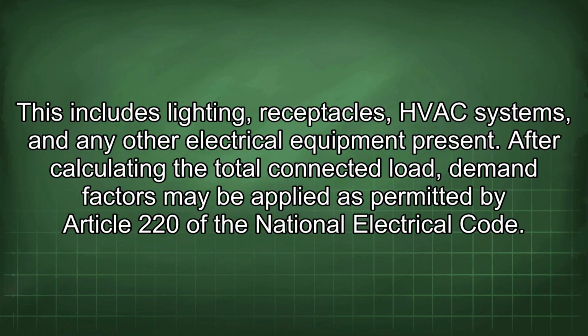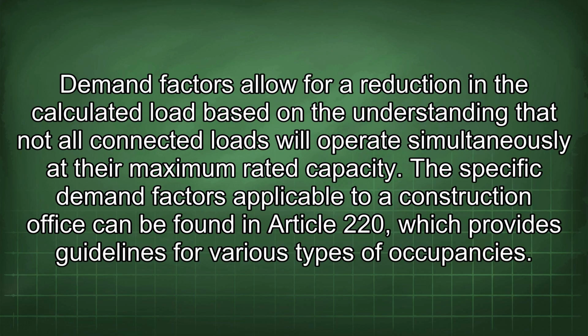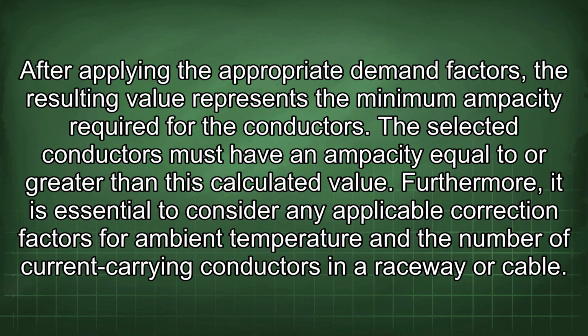After calculating the total connected load, demand factors may be applied as permitted by Article 220 of the National Electrical Code. Demand factors allow for a reduction in the calculated load based on the understanding that not all connected loads will operate simultaneously at their maximum rated capacity. The specific demand factors applicable to a construction office can be found in Article 220, which provides guidelines for various types of occupancies. After applying the appropriate demand factors, the resulting value represents the minimum ampacity required for the conductors. The selected conductors must have an ampacity equal to or greater than this calculated value.